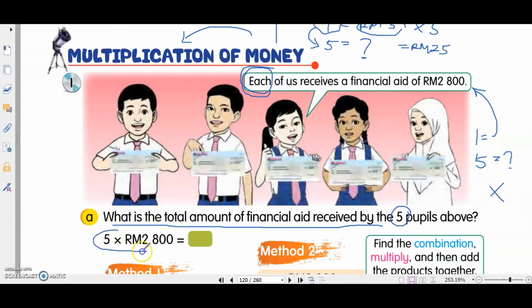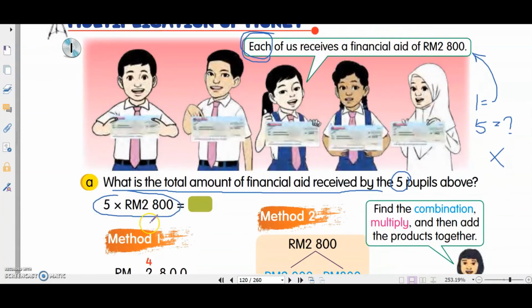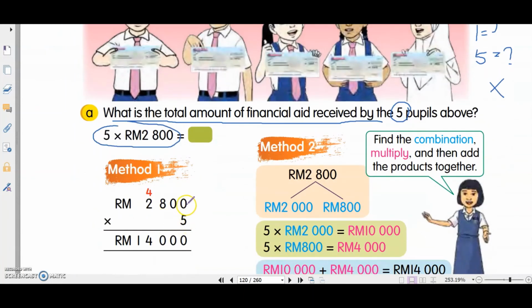So 5 times 2,800. So 5 times 0 is 0. 5 times 0 is 0. 5 times 8 is 40. 4 you write here. 5 times 2 is 10. 10 plus 4 is 14.